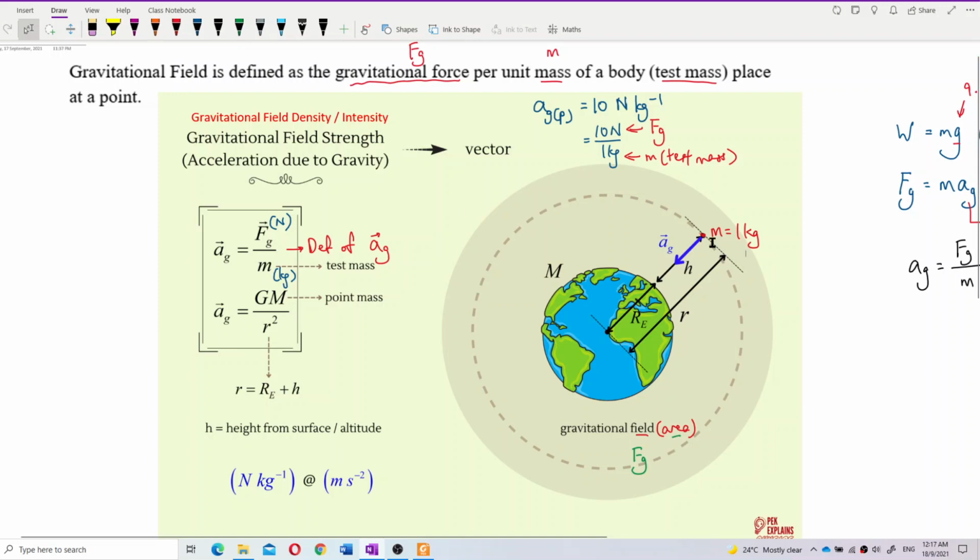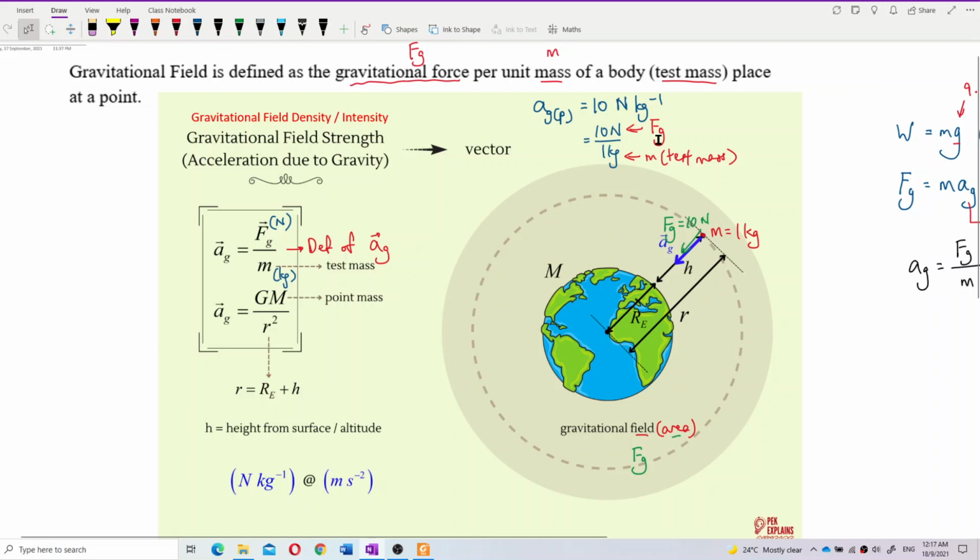Okay, let's say I have a 1 kilogram test mass over there. This 1 kilogram will experience a 10 Newton attractive force to the Earth, this blue line. You experience an attractive force of 10 Newton to the Earth. That is what it means by 10 Newton per kilogram, the gravitational field strength over there.